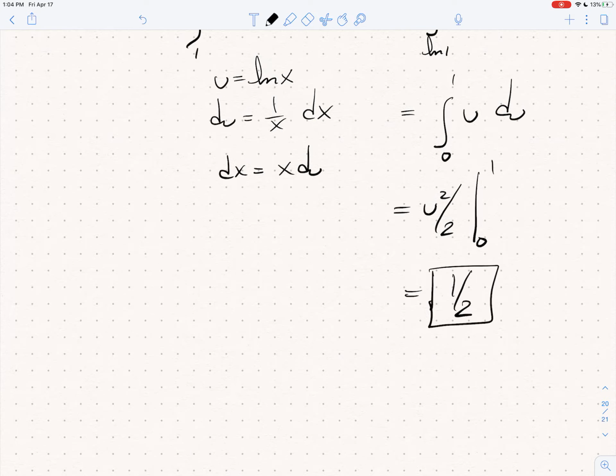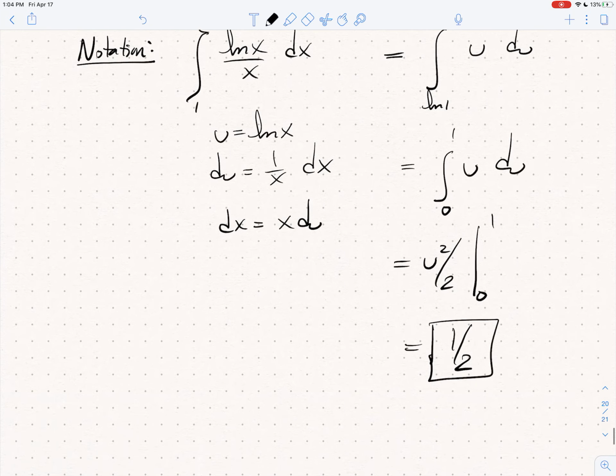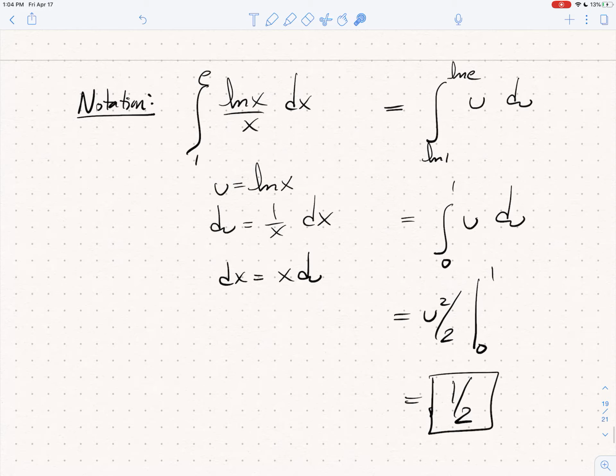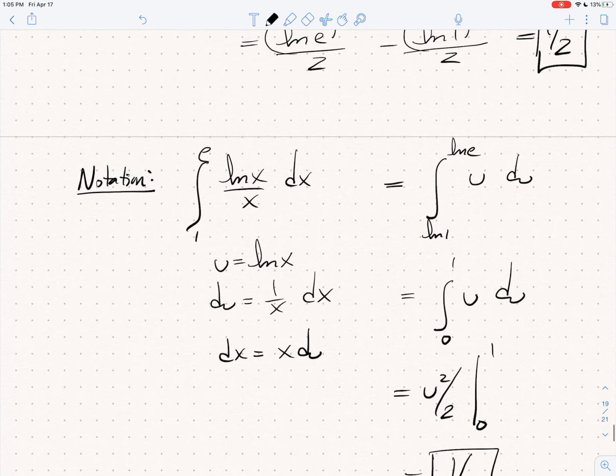So if you switch the bounds like I just did, then you don't have to try to come back. Once you switch the bounds, you're entirely in terms of u, and you just plug in those new bounds and you get out 1/2 just like we did before. So that's one way you can do this.